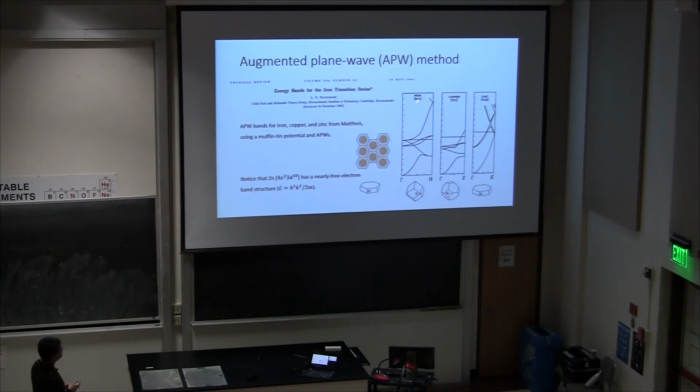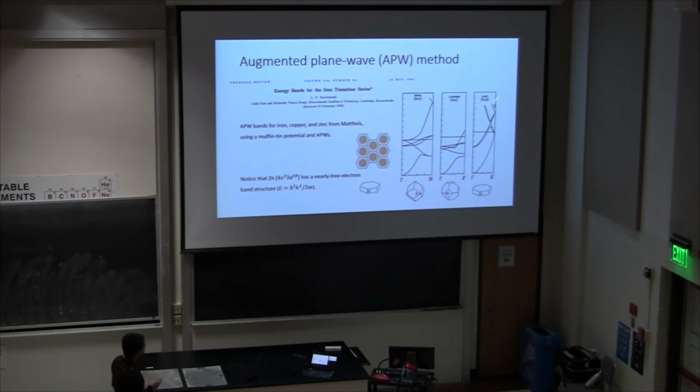So here you see it for iron with a BCC unit cell. This is the Brillouin zone of iron. For copper with an FCC unit cell, that's the Brillouin zone of the FCC unit cell. And for zinc with a hexagonal close packed structure, that's the Brillouin zone of a hexagonal close packed structure.